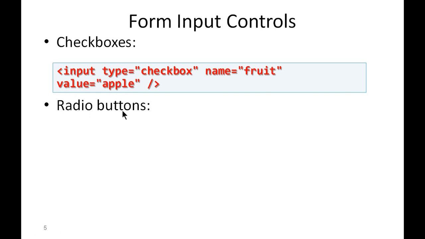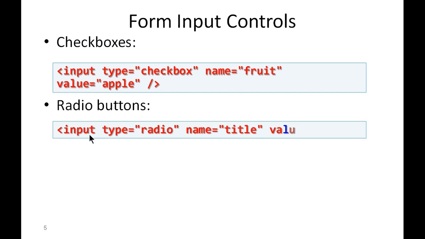Second is radio buttons. How to create radio buttons? Radio buttons are circles, okay, in which you click. Input type is equal to radio, name is equal to title, value is equal to Mr. So you have seen radio buttons with circles, and before them Mr. or Miss is written, and you have to click your gender. You are a Mr. or a Miss, okay? So it is nothing but input type is equal to radio, name is equal to title, and value is equal to Mr. So this input type is a radio button, the button name is title, and the value of that button will be Mr.